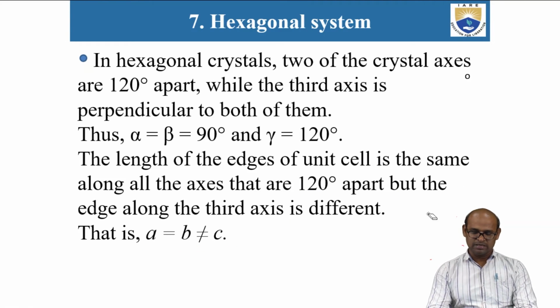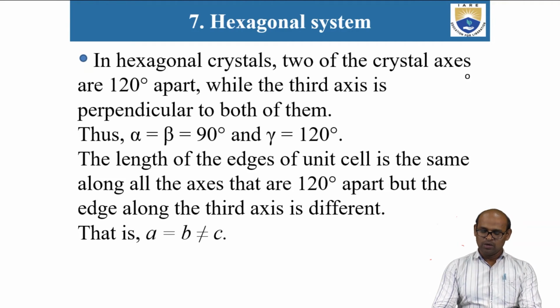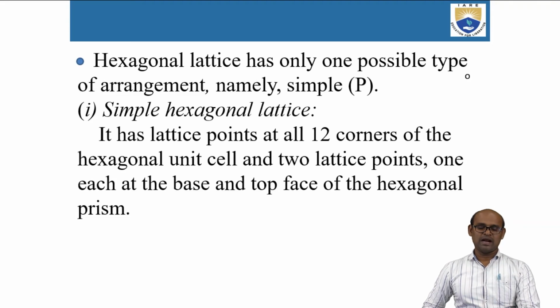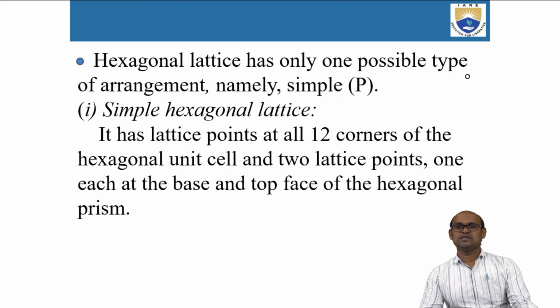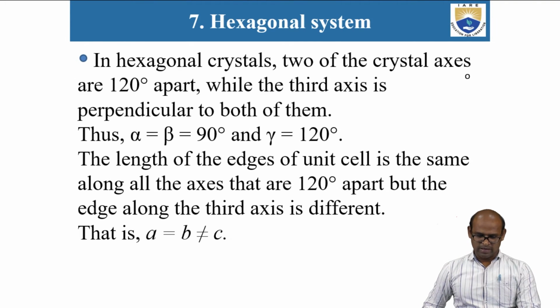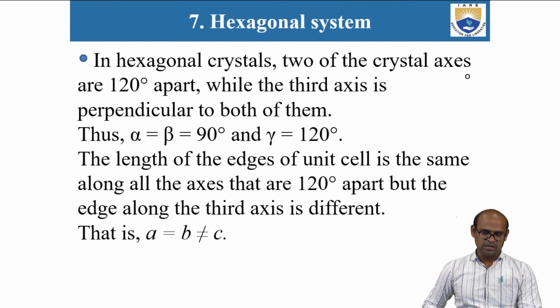So these are the 7 crystal systems, right? In the 7 crystal systems, we have 14 different types of lattices. Some of them are primitive and some of them are non-primitive unit cells. And the hexagonal crystal system has only one possible arrangement, namely the simple hexagonal lattice, which is a primitive lattice. It has lattice points at all the 8 corners of the hexagonal lattice and one each at the base and top face of the hexagonal prism.